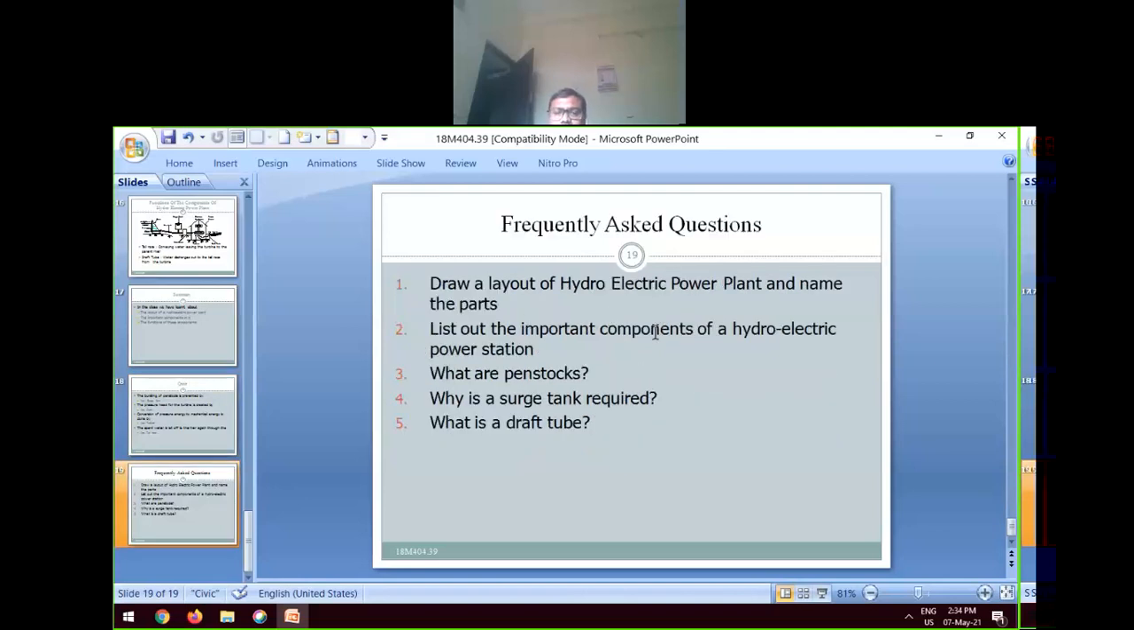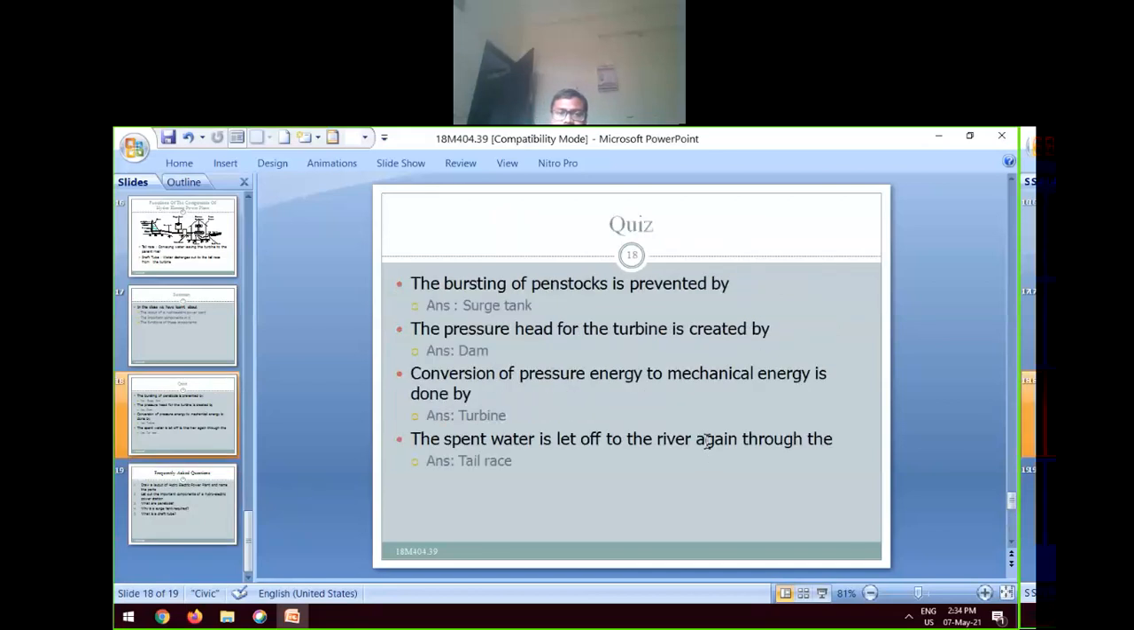You can answer these five questions, write them in your notebook, and submit them to me on personal WhatsApp chat, right? Draw a layout of a hydraulic power plant, list the important components and the different penstocks. What are the different penstocks? Why is a surge tank required? What is the draft tube? The answers are already given in these quiz questions, and you can search on the net or practice from the textbook to get simple answers. You can write them and post them to me.